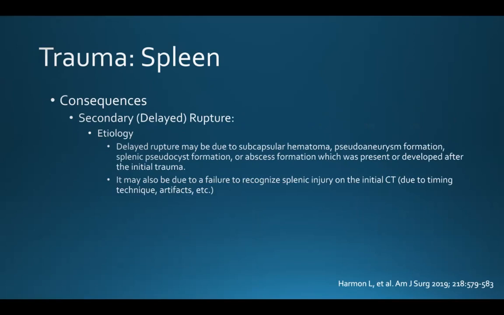Delayed rupture may be due to subcapsular hematoma, pseudoaneurysm formation, splenic pseudocyst formation, or abscess formation which was present or developed after the initial trauma. It may also be due to a failure to recognize splenic injury on the initial CT, and this could be due to technical issues such as timing of injection, artifacts, or other issues.